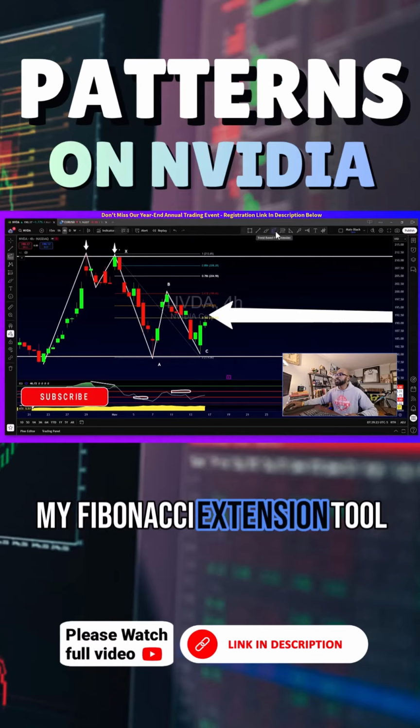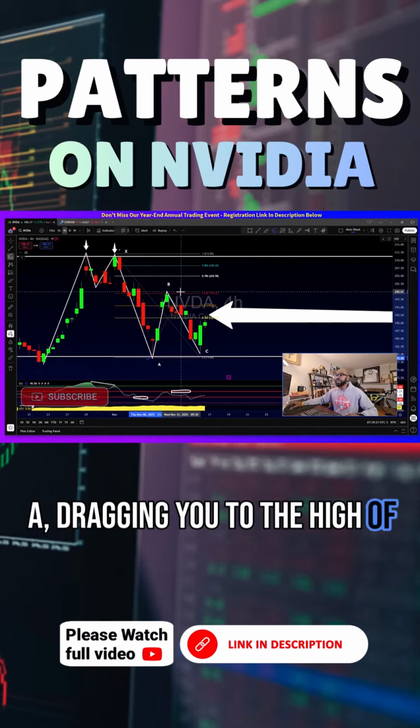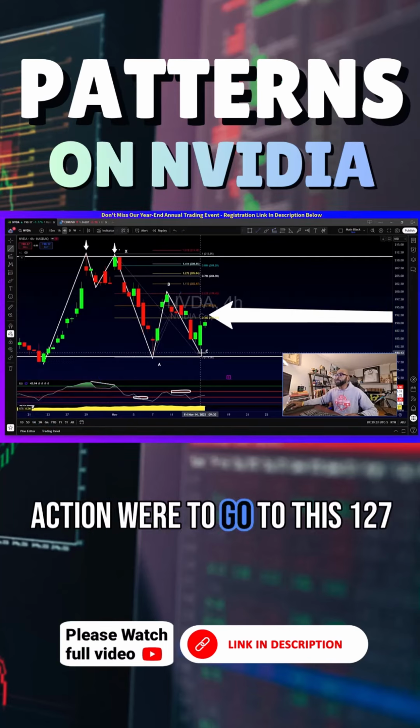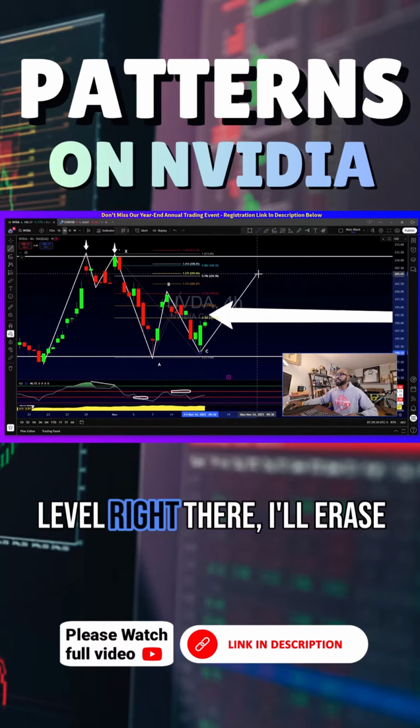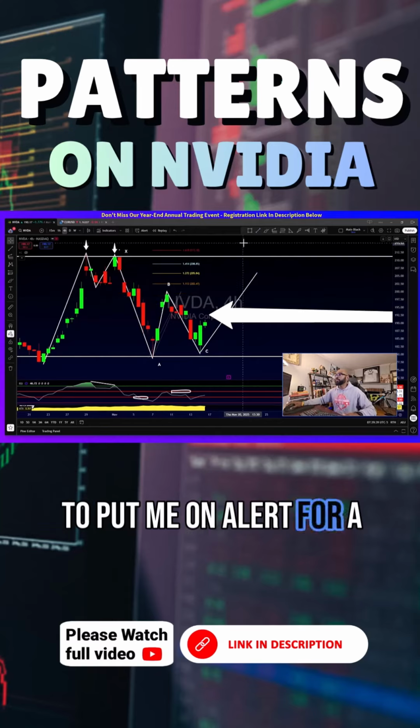So taking my Fibonacci extension tool from up there, starting at my A, dragging it to the high of my B, and back down. And if price action were to go to this 127 level right there, I'll erase this other stuff, that is going to put me on alert for a Gartley pattern.